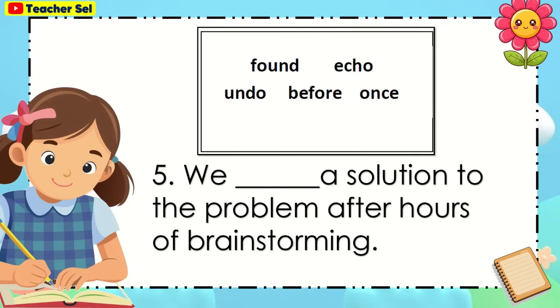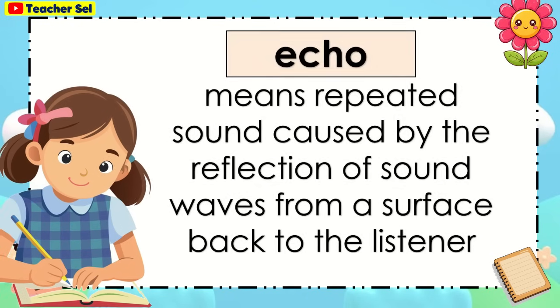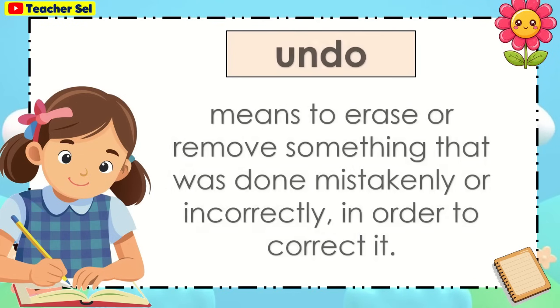We blank a solution to the problem after hours of brainstorming. Now let's check each answer together. Echo means repeated sound caused by the reflection of sound waves from a surface back to the listener. Undo means to erase or remove something that was done mistakenly or incorrectly in order to correct it.